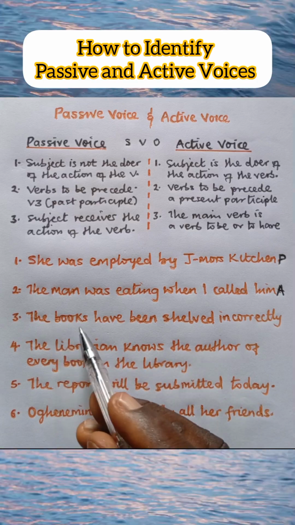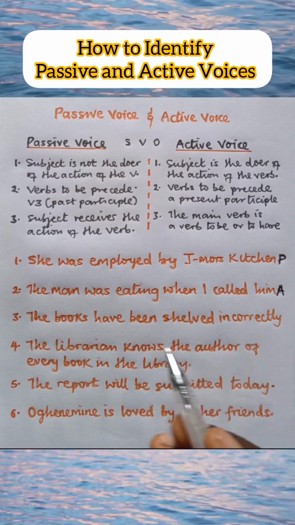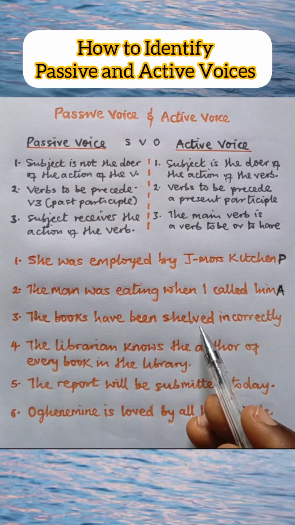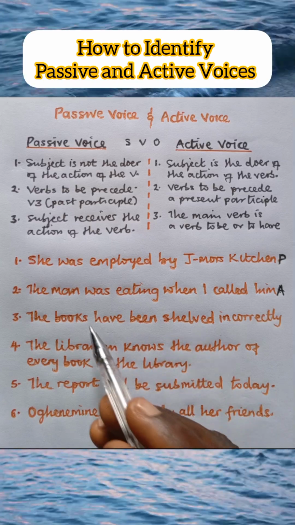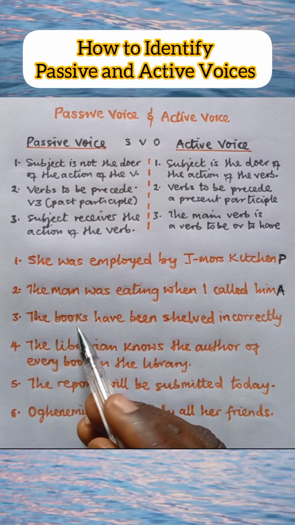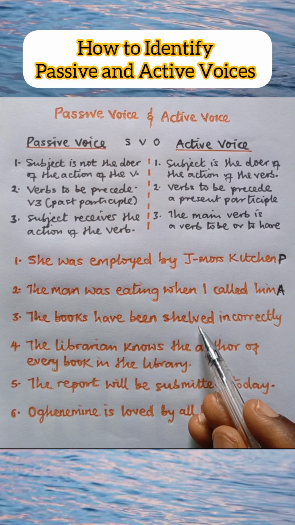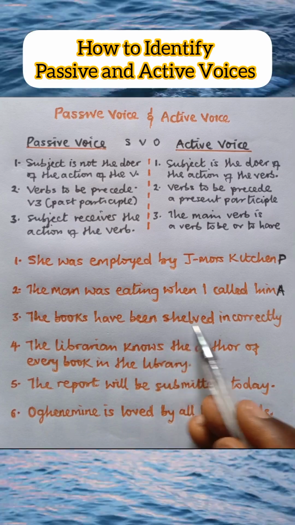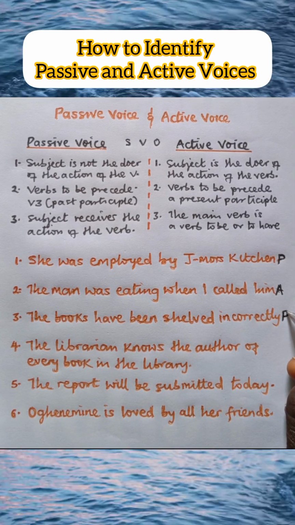3. The books have been shelved incorrectly. The subject of this sentence is the books, and the action is shelved. Now, it wasn't the subject that shelved. Rather, the subject received the effect of the action of shelved. Secondly, we have a primary auxiliary verb to be, which is being followed by a past participle verb, shelved. Therefore, this sentence is in the passive voice.